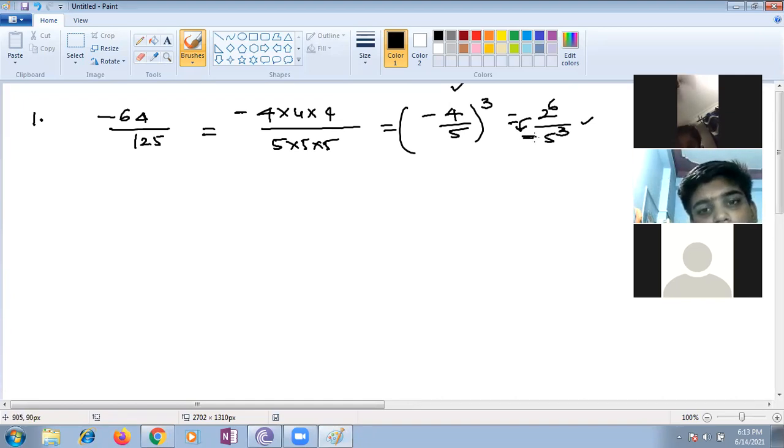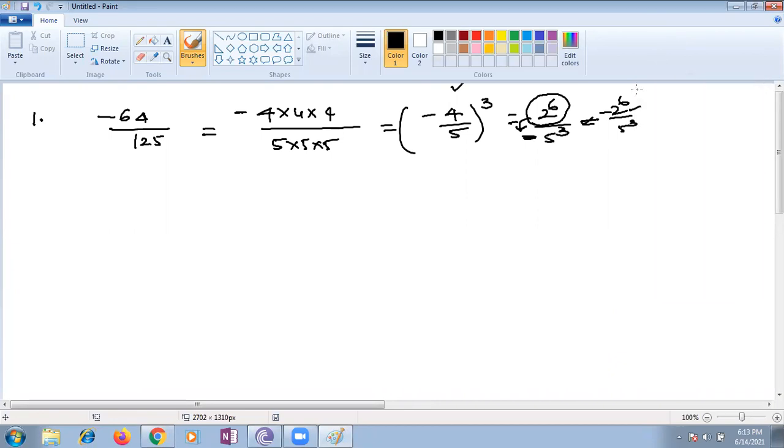He pushed it to the denominator because the power is even, so that will become positive only. This can always be written as 2 power 6 by 5 cube also, children. Yes, we are writing standard form, right? Very good, Jashmita. Good. Next one.